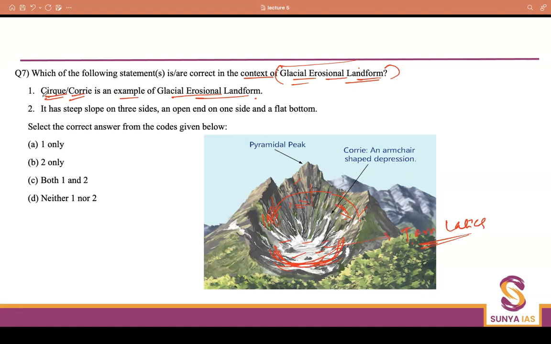All right, so the first statement is definitely correct here. The second statement is that it has a steep slope on three sides and an open end on one side and a flat bottom. Definitely it's talking about the quarry only. So the second statement is also correct over here.